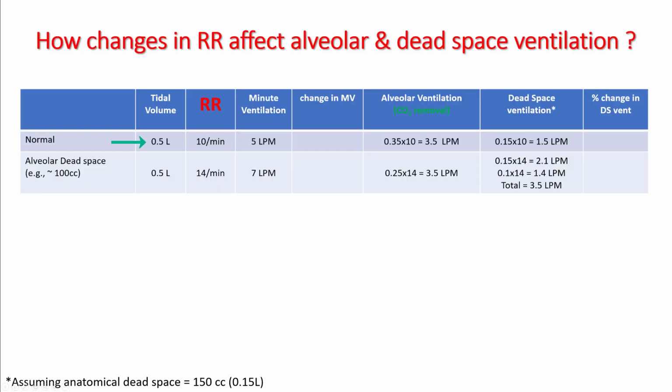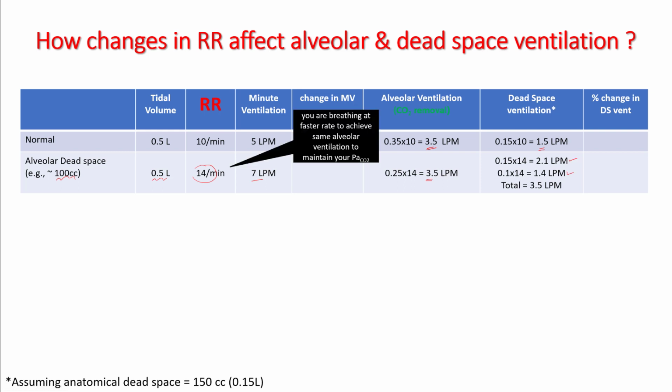We have a person with a tidal volume of 0.5 liters and a respiratory rate of 10, which gives you a minute ventilation of 5. And out of 5, if your anatomical dead space is 150 cc's, your alveolar ventilation is 3.5 liters per minute and your dead space ventilation is 1.5 liters per minute. If you're a person with alveolar dead space, say for example 100 cc's, and he's still taking a tidal volume of 0.5 liters, to maintain the alveolar ventilation of 3.5 liters, he has to generate a respiratory rate of 14 times a minute and has a minute ventilation of 7. You are breathing at a faster rate to achieve the same alveolar ventilation to maintain the PaCO2 when you have dead space.